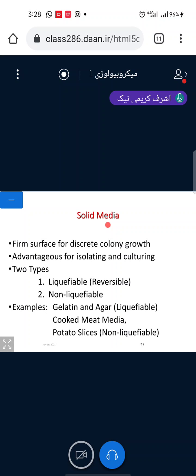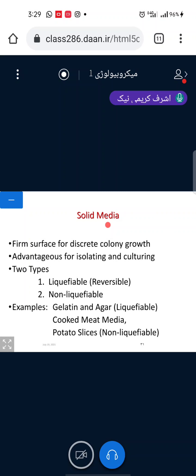And solid media. Solid media have a firm surface for discrete colony growth. When you want to see colonies of a bacteria, you have to use solid media. Solid media have agar, 1.2 to 1.5% agar, present in this media.